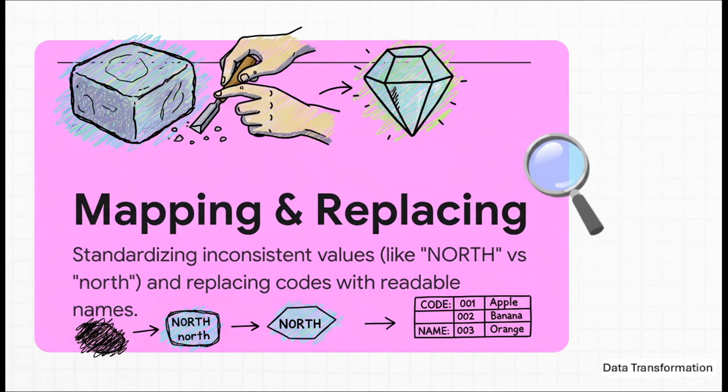Your data might have north in all caps in one spot, and then north in lowercase somewhere else. Now, to you and me, that's the same thing, but to a computer, nope, totally different. Mapping lets us fix that, standardizing them into one single category. Oh, and it's also perfect for swapping out codes, like turning NY into the much more friendly New York.